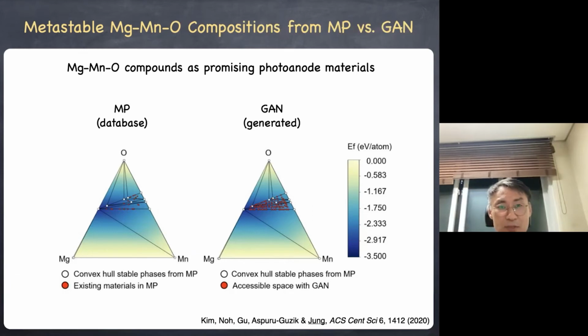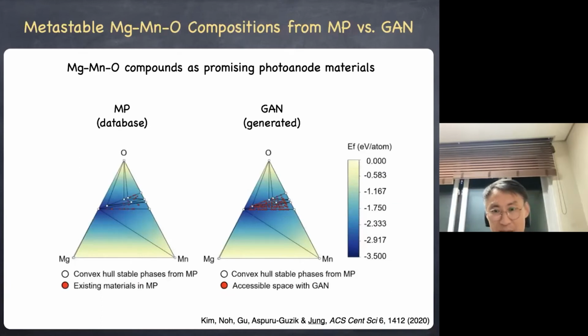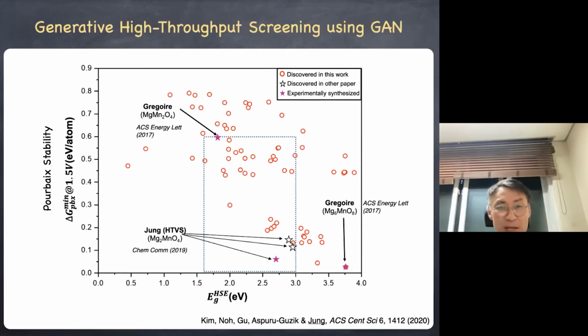And we chose this system because some compositions of this compound space are already known to be active as photoanode material. We then examined whether some of these structures might be promising for photoanode applications. And indeed, we find that some of the structures have reasonably good Pourbaix stability and band gaps, so that they might be testable experimentally as promising photoanode application materials.